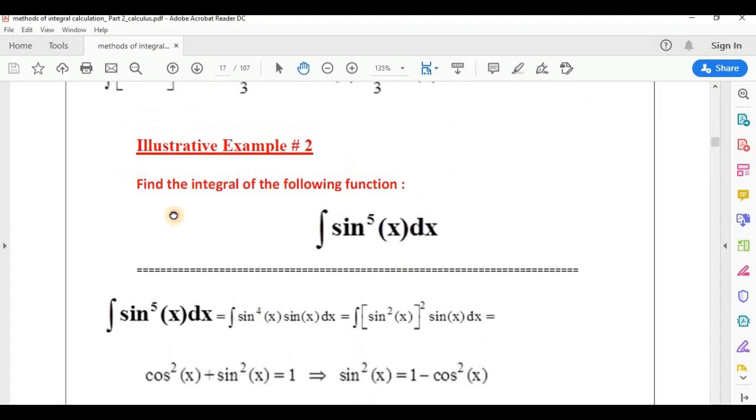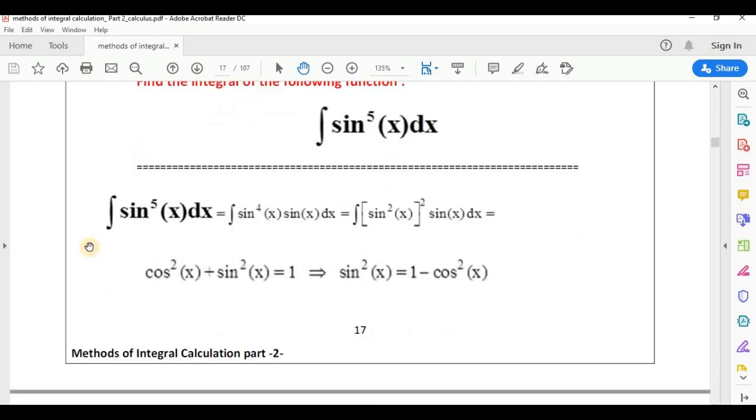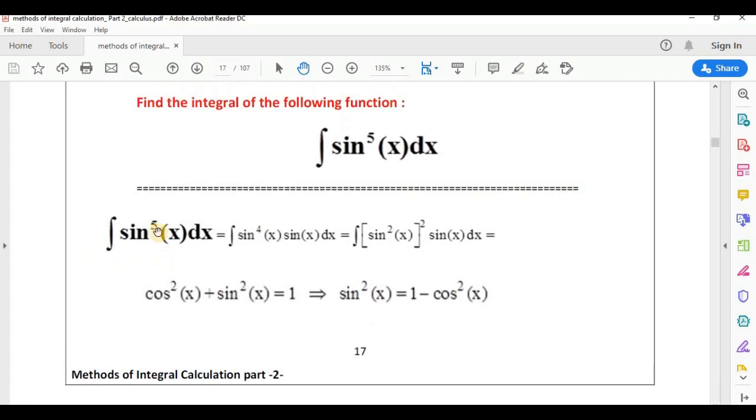Let's see another example. Find the integral of the following function: integral sine to the power 5 dx. The exponent is an odd number. We just follow the previous steps and everything will be fine. Withdraw 1 from the odd power to get the quadratic exponent. So 5 withdraw 1 will be 4. It will become the integral of sine to the power 4 multiplied by sine x dx.